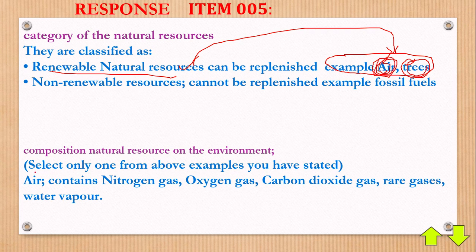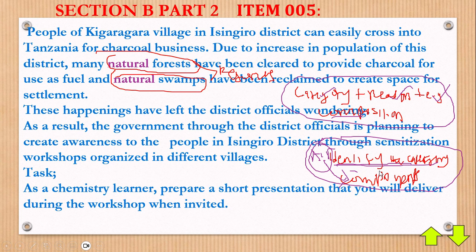Okay? Now here we are just trying to guide you that you only select one from the examples stated above when you talk about the composition, the components. So you have chosen air. Of course, trees do not have much science as far as composition is concerned. So we talk about the composition of air. Air contains nitrogen gas, oxygen gas, carbon dioxide gas, rare gases, and water vapor. That is the very first part, which I've explained here: identify the category and the composition. The category we have picked is renewable resources, and the components are the components of air. We have finished that part.